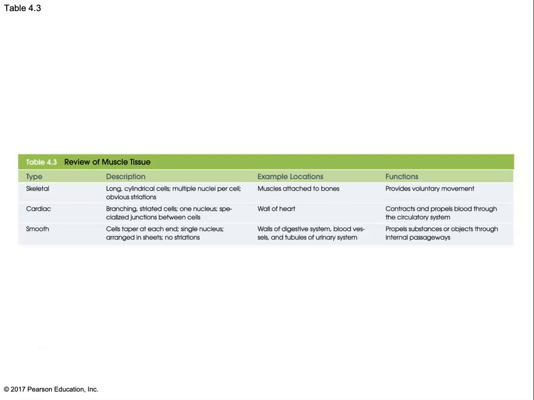Spend a little bit of time with table 4.3. It's going to be a great summary table of all the different types of muscle tissue.